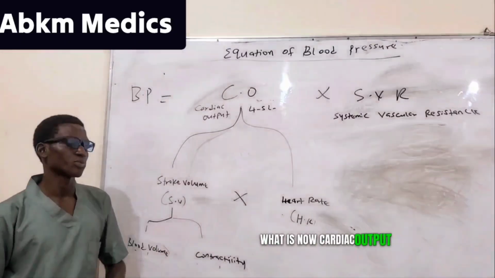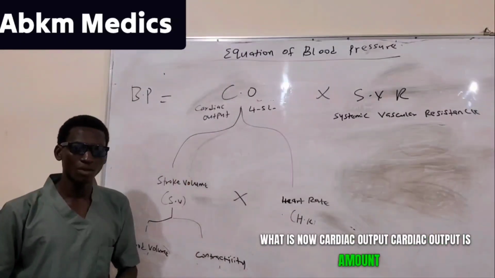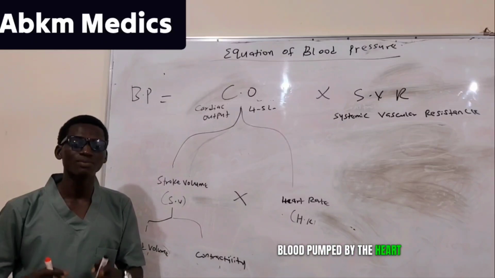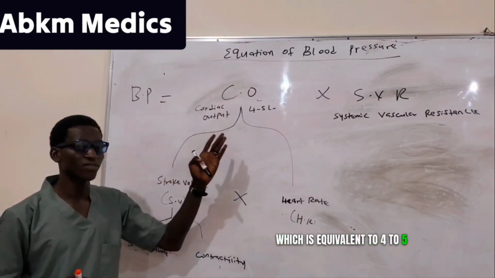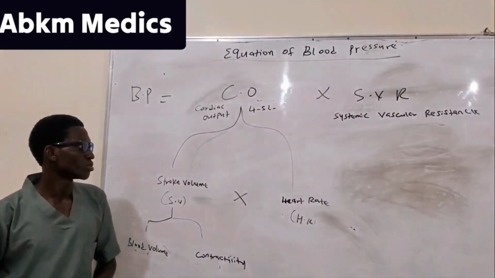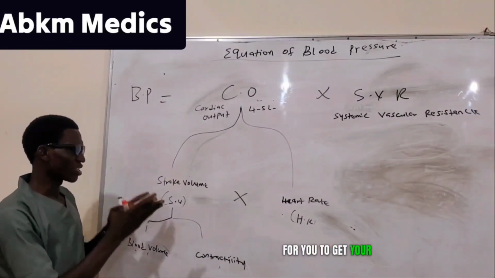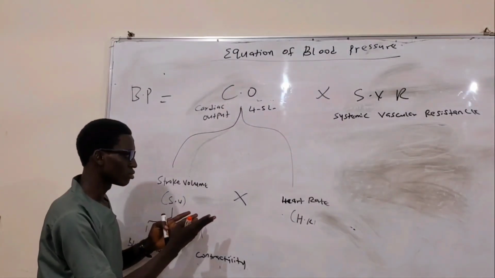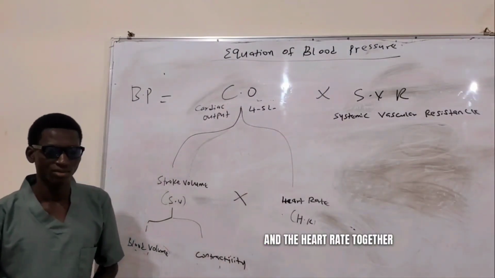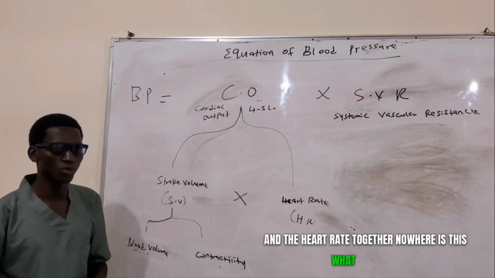What is now cardiac output? Cardiac output is the amount of blood pumped by the heart per minute, which is equivalent to 4 to 5 liters per minute. To get your cardiac output, you have to multiply the stroke volume and the heart rate together. Now, what is stroke volume?